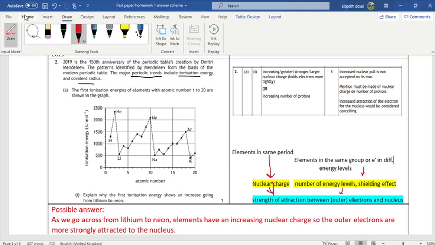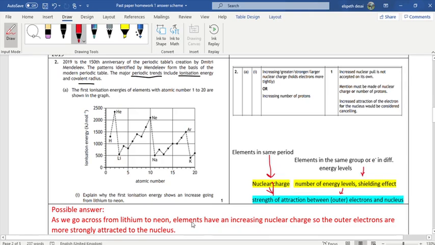So question 1 was about explaining the first ionization energy, why it shows an increase going from lithium to neon. You should recognise that that's going across a period, and so the key phrase you're going to use is, as we go across from lithium to neon, elements have an increasing nuclear charge, so the outer electrons are more strongly attracted to the nucleus.